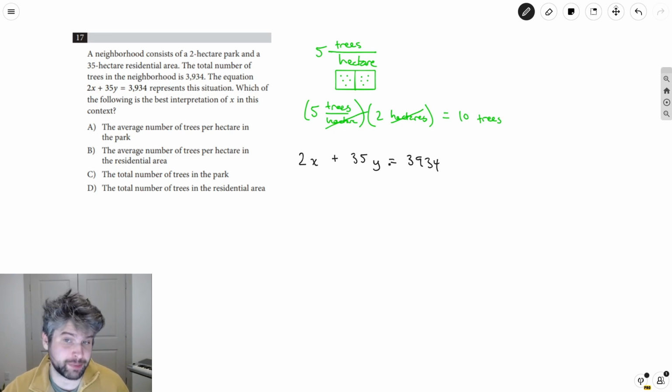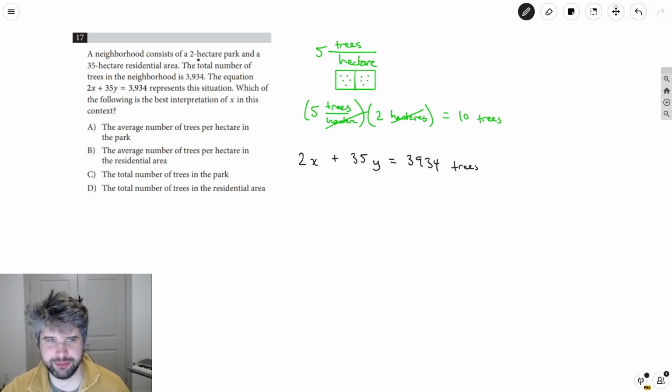So if we put units by all these numbers, we put trees by this quantity here: 3,934 trees. All right, now let's think about what this 2 and this 35 represent. If we go back to the problem and scan it for the numbers 2 and 35, where did these numbers come from?